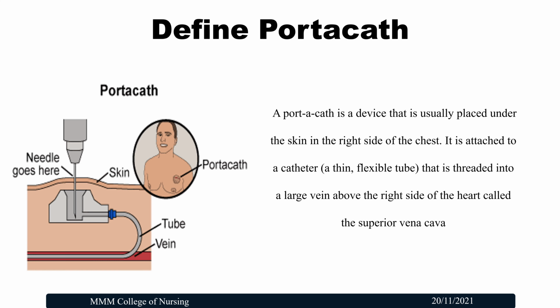Definition of Portacath. A Portacath is a device that is usually placed under the skin in the right side of the chest. It is attached to a catheter, a thin flexible tube that is threaded into a large vein above the right side of the heart called the superior vena cava. A Portacath is used to give intravenous fluids, blood transfusion, chemotherapy and other drugs. It is also used for taking blood samples. A Portacath may stay in place for a long time and helps reduce the need for repeated needle sticks.